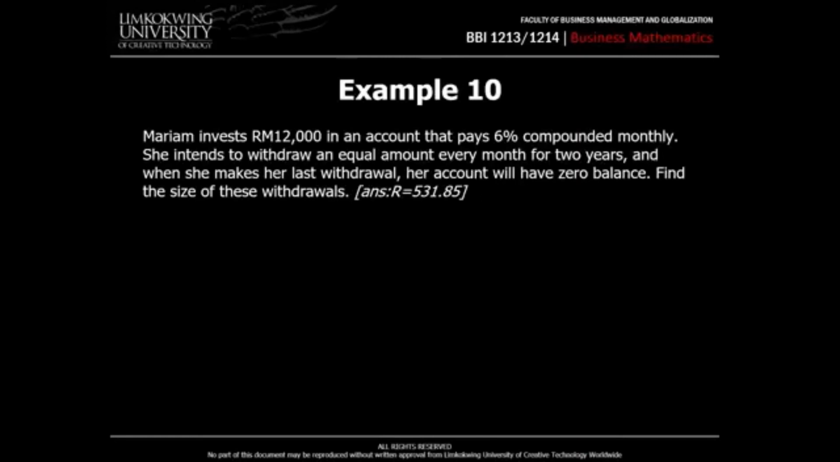Okay, now we go to the second example. Mariam invests 12,000 in an account that pays 6% compounded monthly. She intends to withdraw an equal amount every month for 2 years. And when she makes her last withdrawal, her account will have zero balance. Find the size of these withdrawals. So the question wants to find R as well.